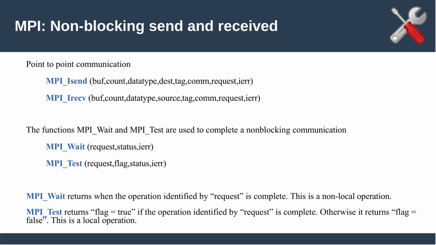In MPI, non-blocking send and receive operations, such as MPI_Isend and MPI_Irecv, enable point-to-point communication without halting program execution. To ensure completion, MPI_Wait and MPI_Test are employed. MPI_Wait is non-local, completing when the request is done, while MPI_Test is local, returning true if complete, false otherwise.